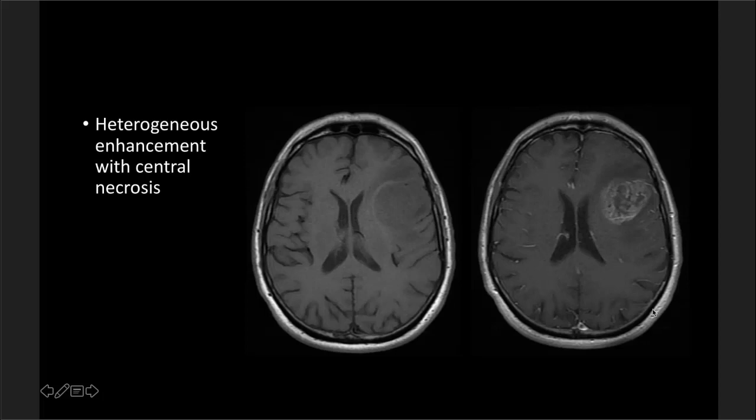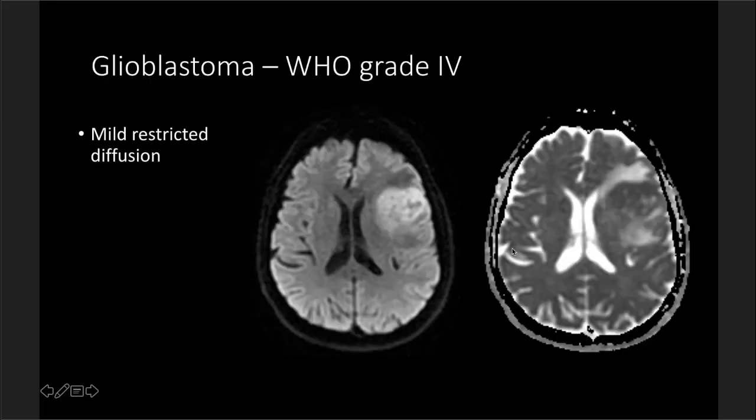Here we have diffusion weighted imaging. So on DWI, the tumor is bright. In the ADC map, we have dark signal in the tumor, and that indicates hypercellularity. And along with the enhancement pattern, that suggests a glioblastoma, WHO grade 4.